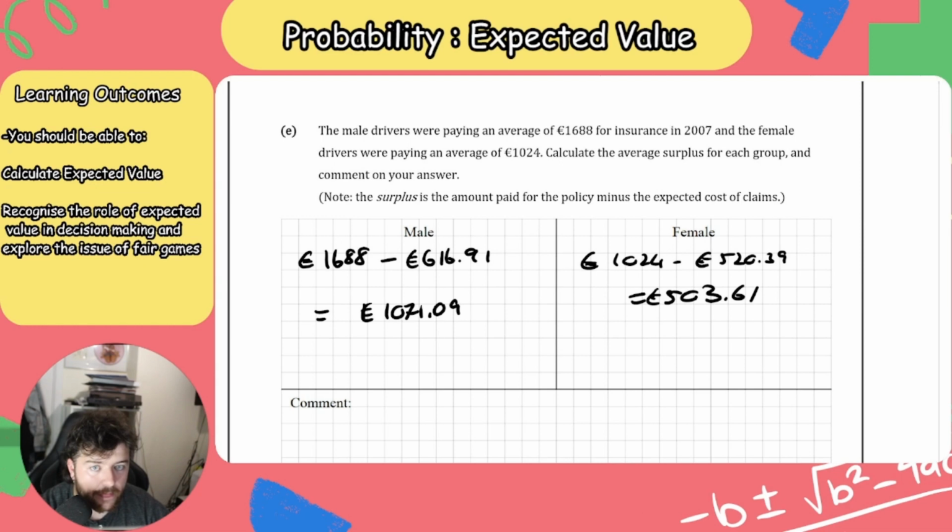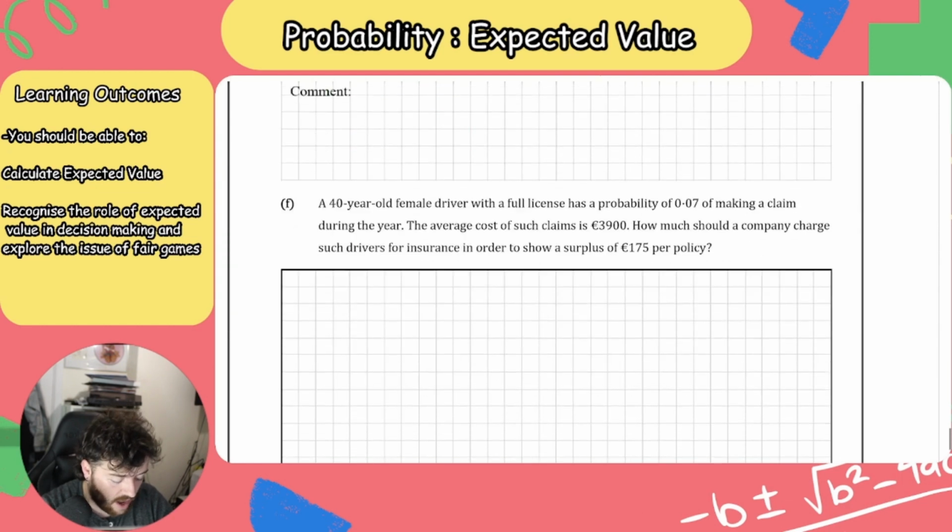Calculate the average surplus for each group and comment on your answer. So just comment on the answer. They're not looking for some proper report on it. Just comment on it. Who's paying the biggest surplus? Well, obviously men. Men are paying the biggest surplus, and that makes sense because men are paying more for insurance in general than women. So male drivers are generating a much higher surplus, so insurance companies are making far more money from male drivers.